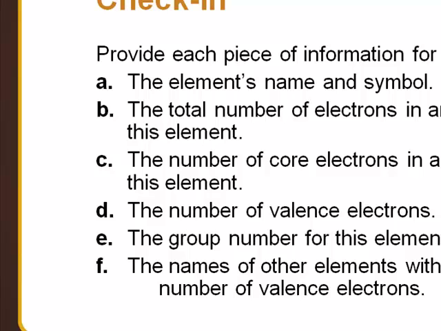Germanium. Sorry, germanium, Ge. What? There we go. Okay. So element's name and symbol is Se. Selenium. Total number of electrons in the atom of this element is 34, right? Valence, what group is it in? It has 6 valence electrons, and 34 minus 6, we put it 28 core. 28 core.